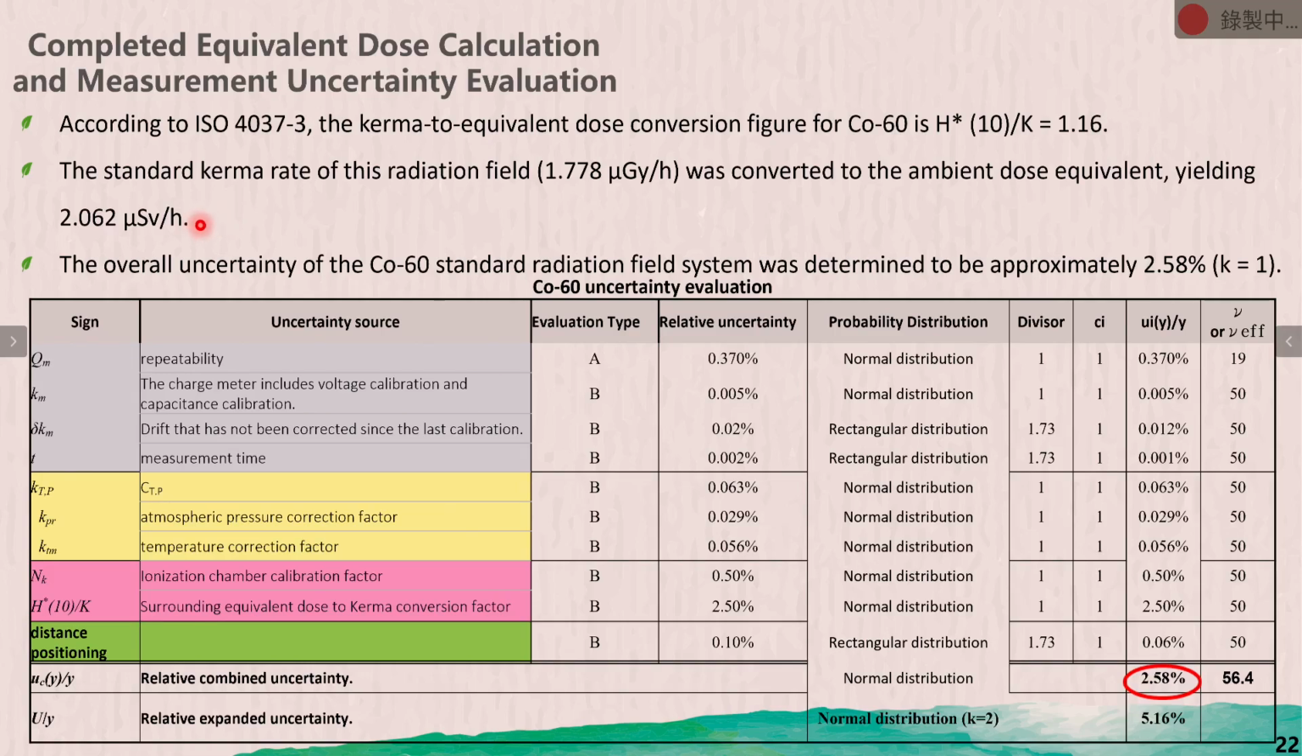And we should consider the uncertainty in our environment. The overall uncertainty of the composite standard radiation field system was determined to be about 2.58%, for k equal to 1.